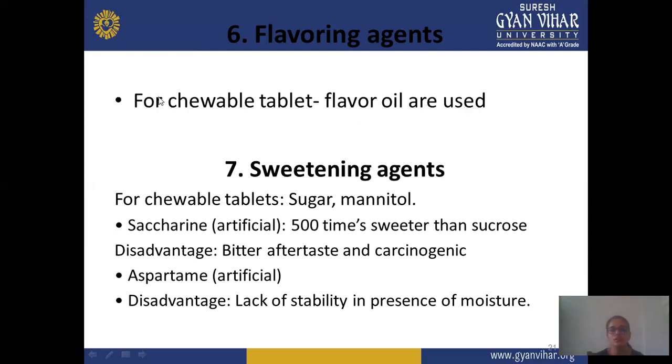Next is aspartame, also artificial. The disadvantage of aspartame is its lack of stability in the presence of moisture. If you store your formulation in improper moisture conditions, or where there is certain moisture, there is a chance that it will degrade or its stability will change due to the presence of aspartame. So the mainly used sweetening agents are mannitol and sugar. These have good properties and fewer side effects or disadvantages. The remaining ones are also good, but have certain drawbacks. Use the sweetening agent according to the required or specific amount. This is all about sweetening agents, which may be used for chewable tablets.